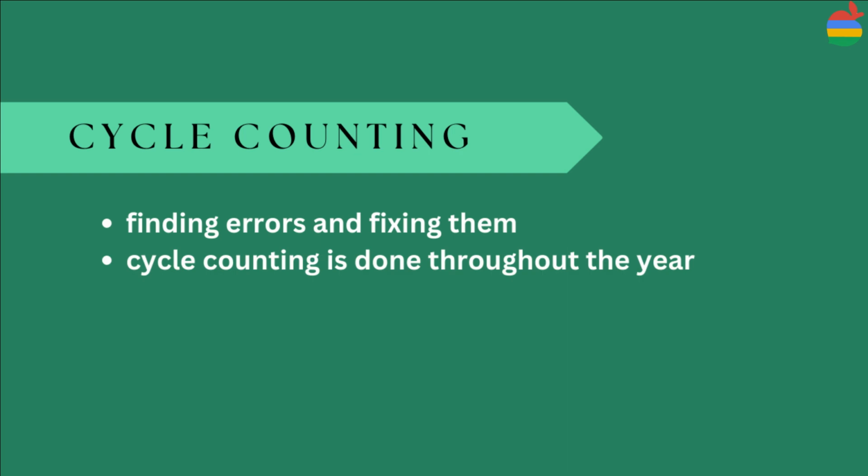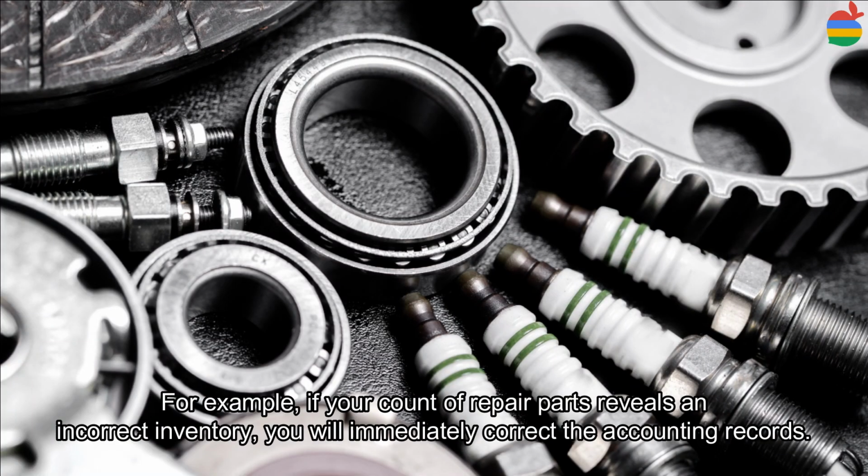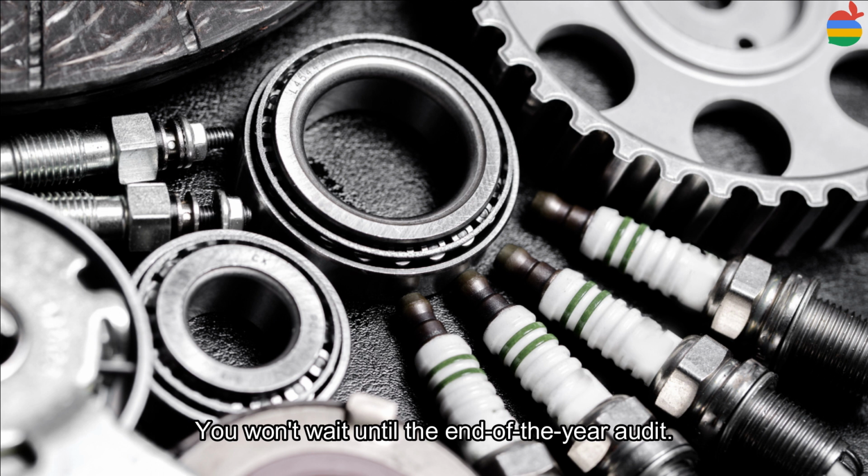Unlike the annual audit, cycle counting is done throughout the year. With cycle counting, you select a representative sample of your total inventory and continuously count that sample, solving problems and correcting errors throughout the year. For example, if your count of repair parts reveals an incorrect inventory, you will immediately correct the accounting records. You won't wait until the end of the year audit.